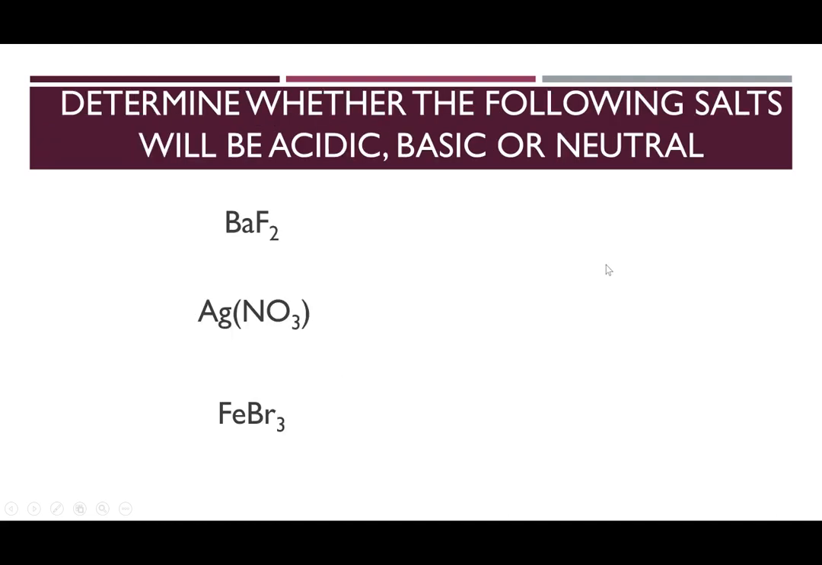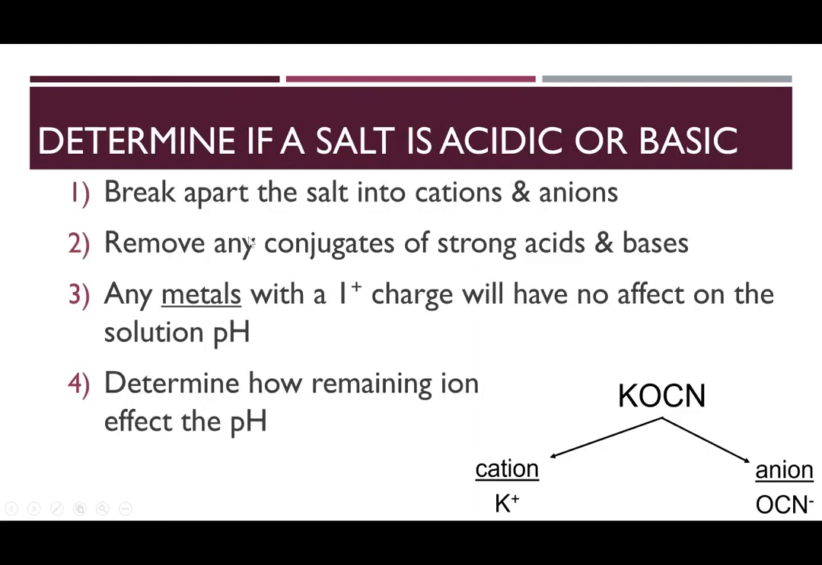So I'm going to do these 3 with you, and then on the next slide, I'll give you a chance to do 3 on your own. Okay. So the first step is to break these apart into their ions. So we're going to break this apart into beryllium and fluorine. Okay. So break apart into cations and anions. Did it. Remove any conjugates of strong acids and strong bases.